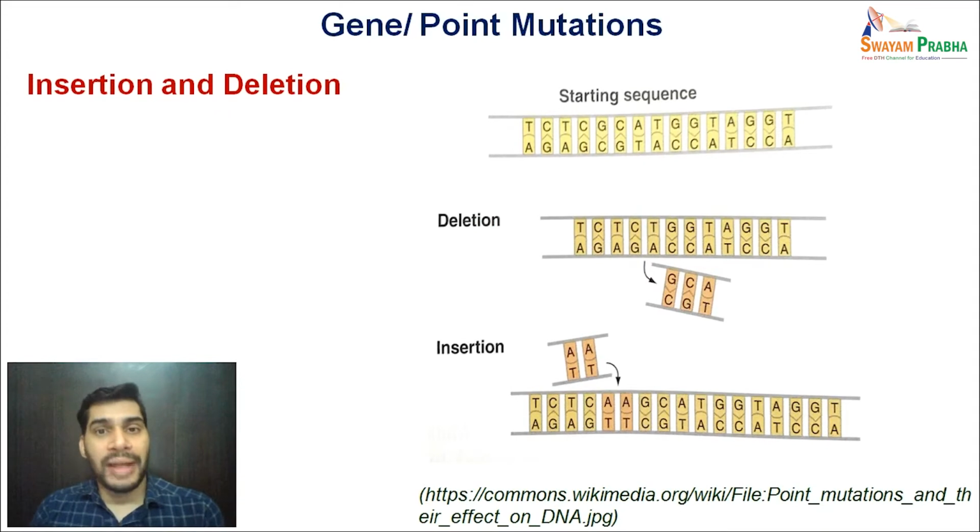Two more kinds of point mutations or gene mutations which do exist are called insertion and deletion. As their name suggests, in insertion we have an addition of nucleotides, whereas in case of deletion we have elimination of some nucleotides from the starting sequence.